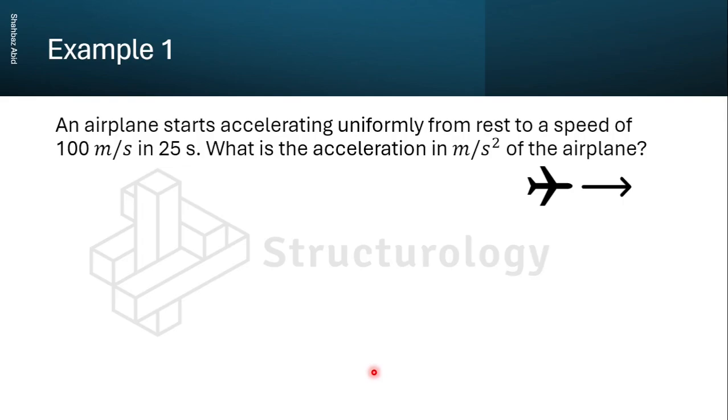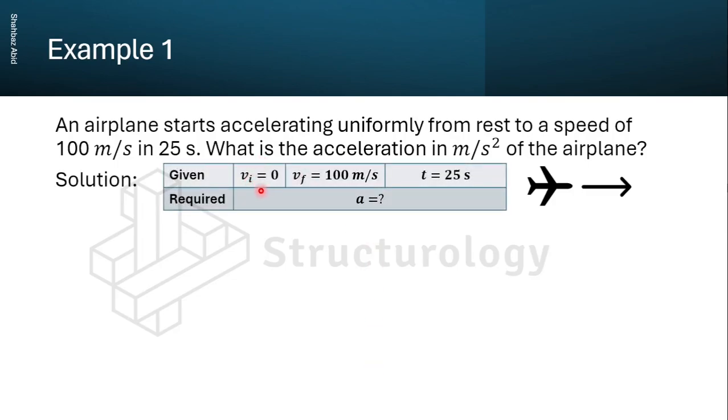Let's solve example 1. An airplane starts accelerating uniformly from rest to a speed of 100 meters per second in 25 seconds. What is the acceleration, in meters per second squared, of the airplane? The given variables are: initial velocity is equal to 0 because it is starting from rest, final velocity is 100 meters per second, and the time is 25 seconds. So we have three known variables, and the required variable is acceleration.